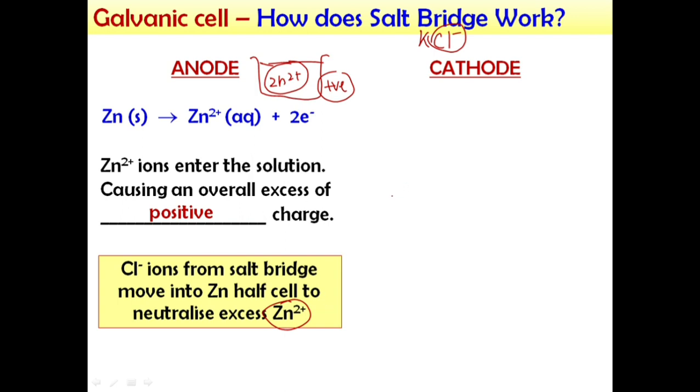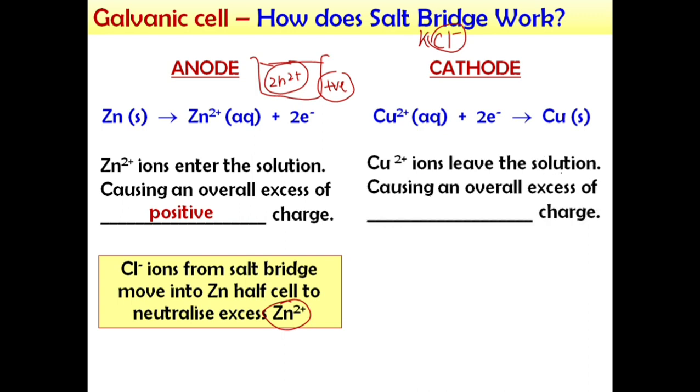Okay, what about at cathode? Cu2+ ion akan digunakan menghasilkan Cu solid. Jadi, Cu2+ ion will leave the solution. So, this solution at cathode is made up of CuSO4 solution.